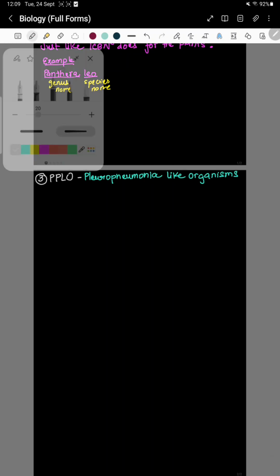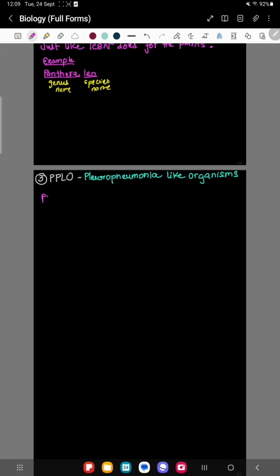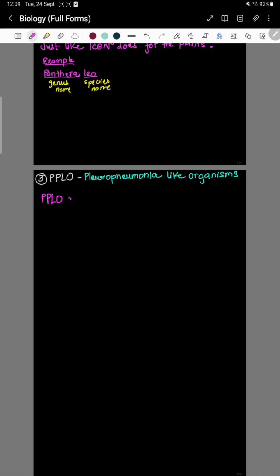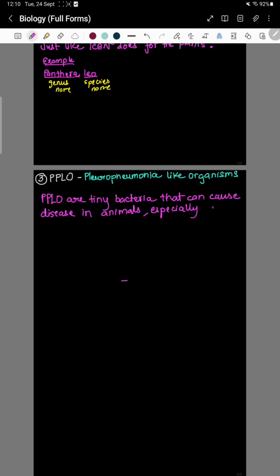Let me write down the explanation with a different color. PPLO are tiny bacteria that can cause disease in animals, especially in livestock.